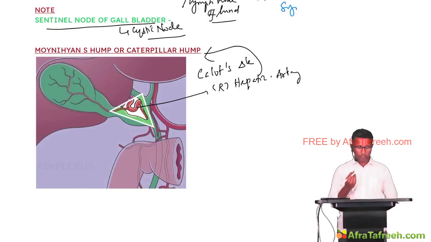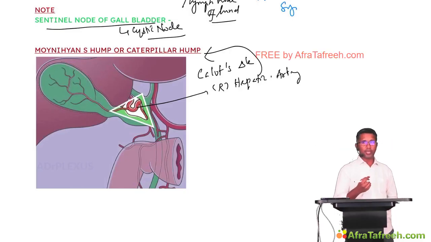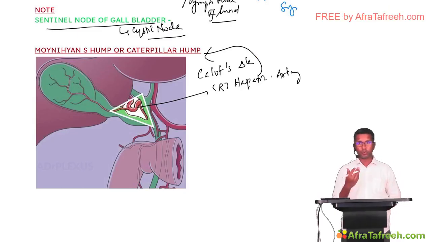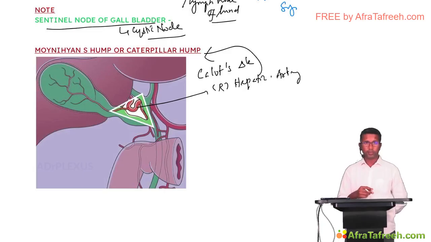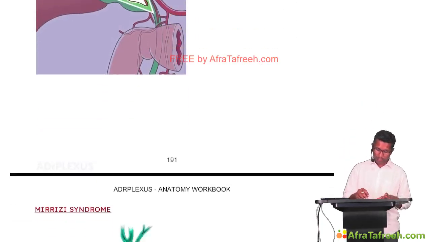See, all these variations you should know, because when we operate in this area, they try to ligate the cystic artery and the cystic duct. When they try to ligate these vessels, the aberrant or anomalous vessels, if you don't know the anatomy, then there is a high probability of injuring them. So Calot's triangle is very important in this area.